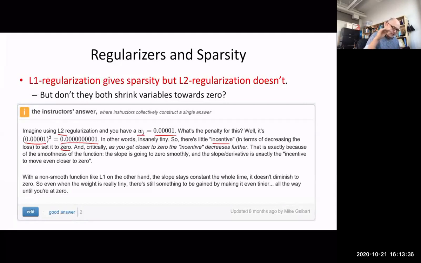And that's exactly because it's smooth in the function. The slope goes to zero smoothly. The slope, the derivative, is actually the incentive to move closer to zero. With a non-smooth function like L1, on the other hand, the slope stays constant the whole time. It doesn't diminish to zero. And even when the weight is really tiny, i.e. very, very close to zero, there's still something to be gained by making it even tinier all the way until you're exactly at zero. Okay.